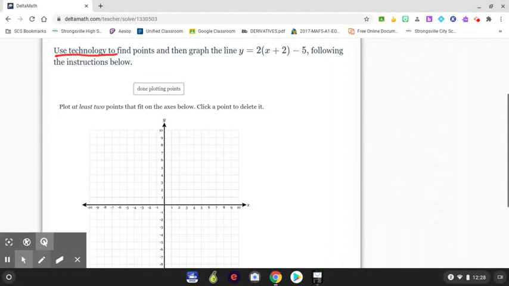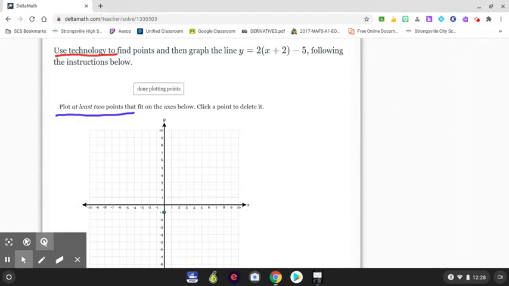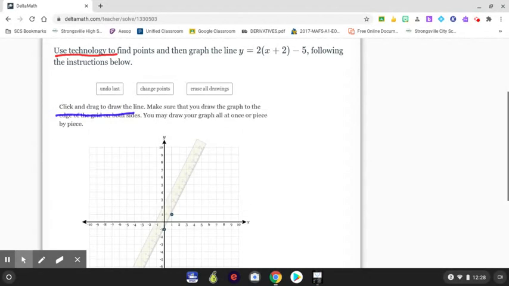When I go back here to my directions, the directions say to plot at least 2 points. And so again, I'm going to go back to my calculator and say, okay, I can plot (0, -1) and (1, 1). So I'm going to plot (0, -1) and (1, 1). It says plot at least 2 points, okay? So now I'm going to click Done Plotting Points.